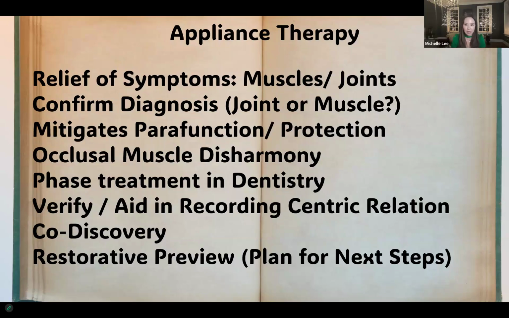steps for restorative. And I just want to bring your attention to the two top ones here about relief of symptoms, being a therapeutic appliance, and also confirming diagnosis, because I feel like that's where the lion's share of the first half of the webinar tonight is going to be.